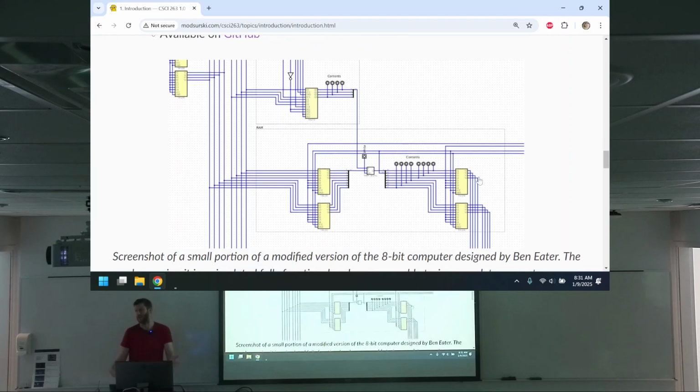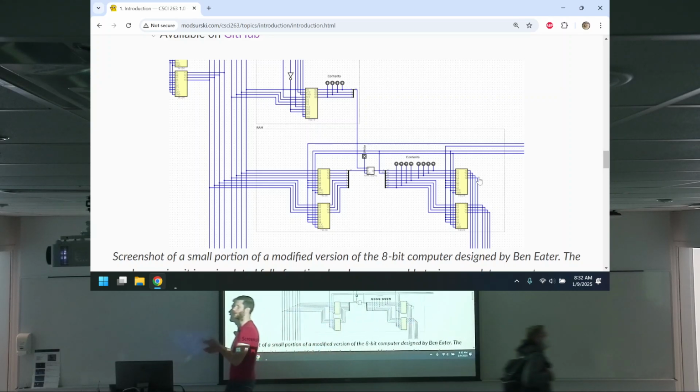And here is a screenshot of part of a working Turing-complete computer. It's just a screenshot. Our goal this semester is that we are going to be working towards building an 8-bit computer. And we aren't going to build our computer like this.